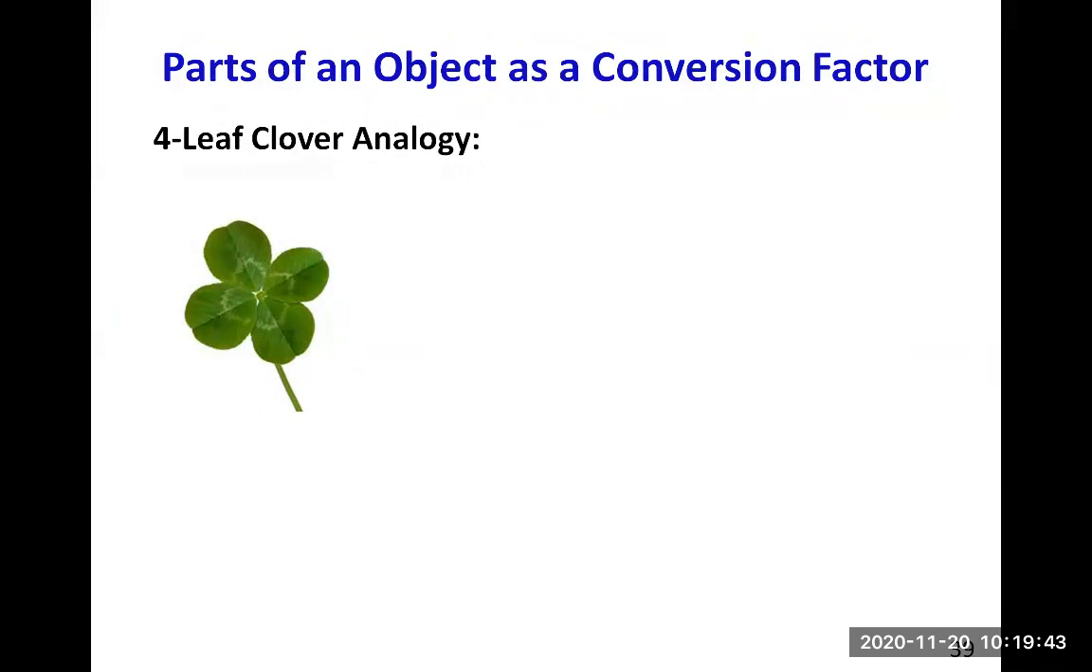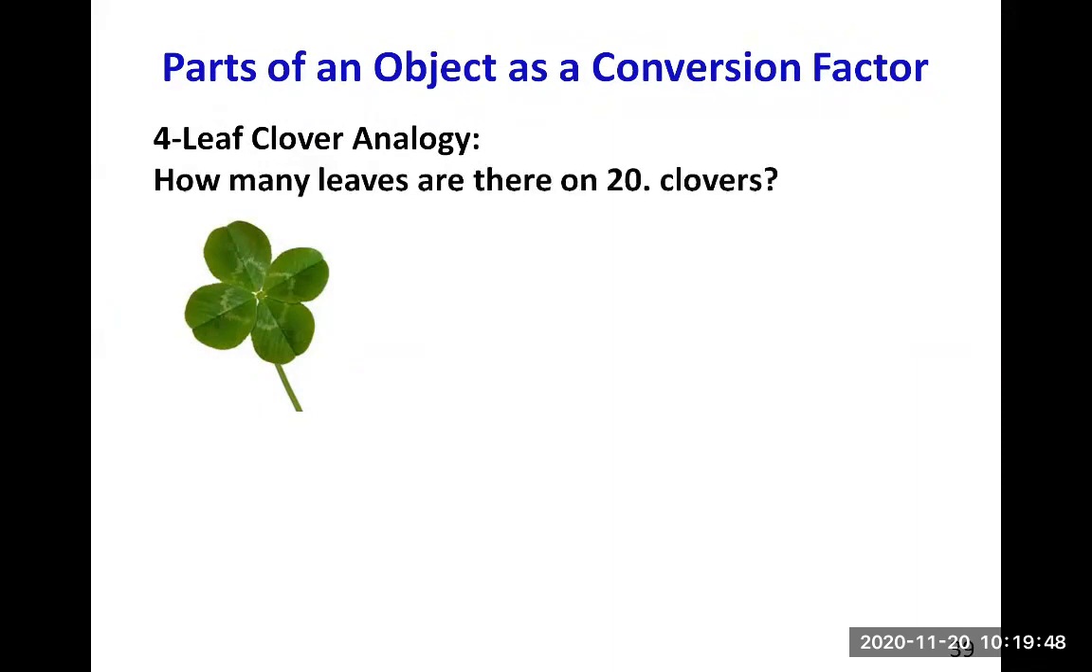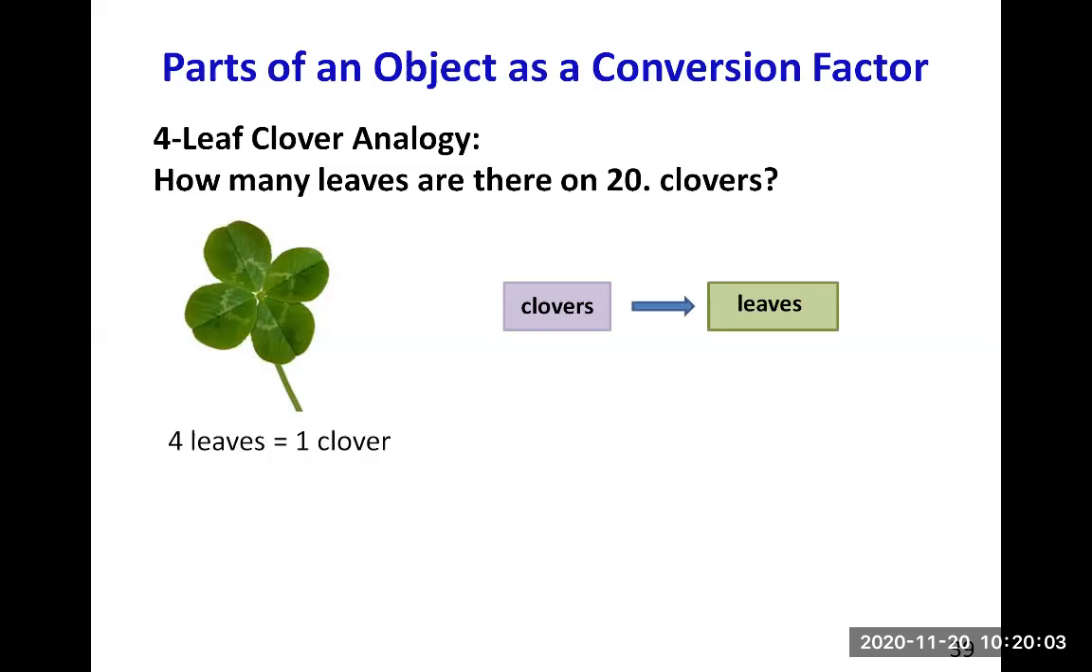So let's say, for example, you've collected the four-leaf clovers and you want to know how many leaves there are on 20 clovers. So you know that you have this given amount of clovers and you want to find out the number of leaves. And you know from observing them that you have 4 leaves in one clover. So you can use this as an equality and as a conversion factor.